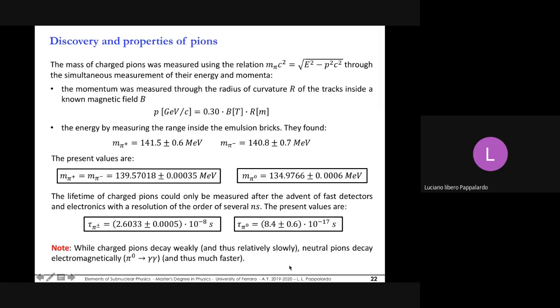Okay, this is what I say. So while charged pions decay weakly and those are relatively slow, neutral pions decay electromagnetically. Yes, this I said already.